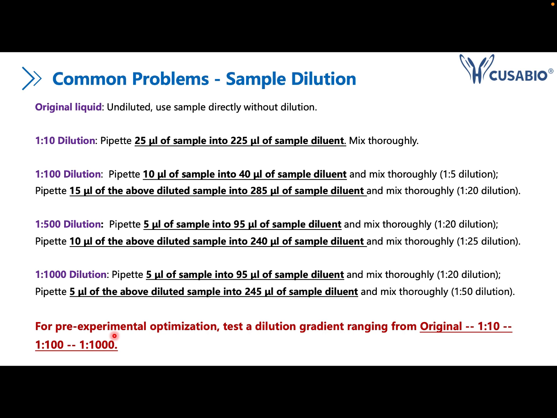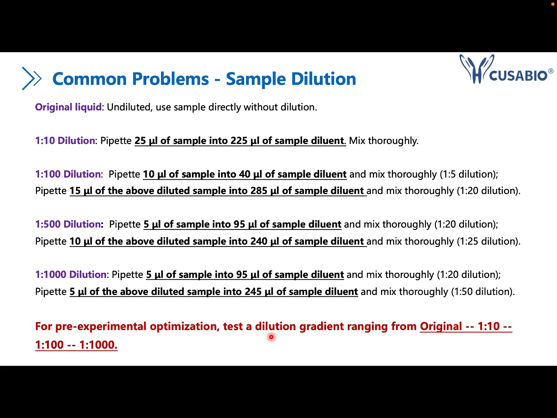how high your concentration is and which dilution factor you will use, we usually suggest you do a dilution gradient. So you can choose the original, 1 to 10, 1 to 100, and 1 to 1000. So from this dilution gradient range, you can find the optimal dilution factors that you can use for your experiment.